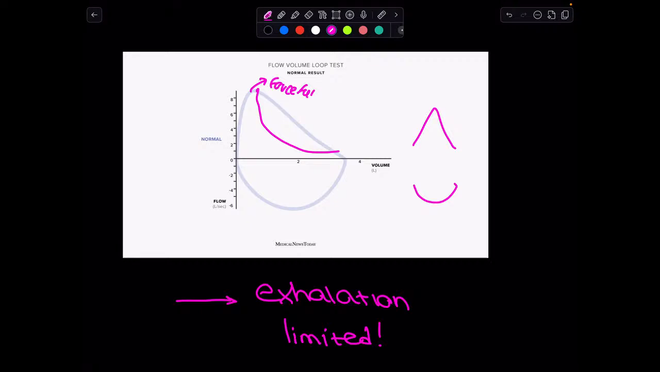Alright, and the restrictive, it will be kind of short. Exactly. In a restrictive pattern, the loop is narrower and shorter because total lung volume is reduced. The shape is more normal, but smaller. So less volume. Yes, this makes sense. Exactly. It's all about lung capacity. Glad it clicked. And can we have both? Yes, mixed patterns can happen, showing features of both obstructive and restrictive issues.